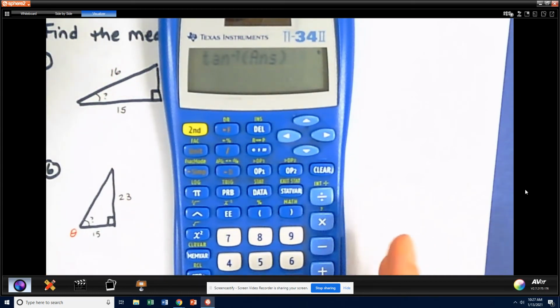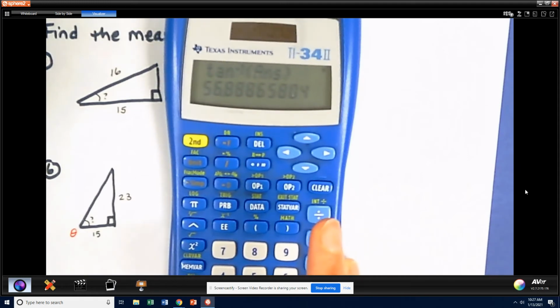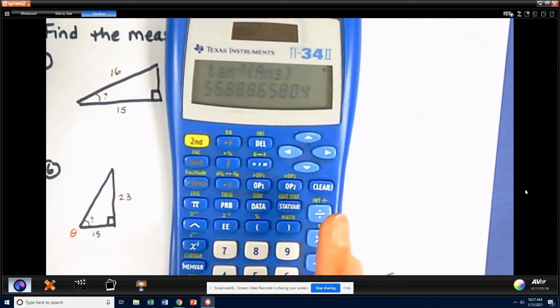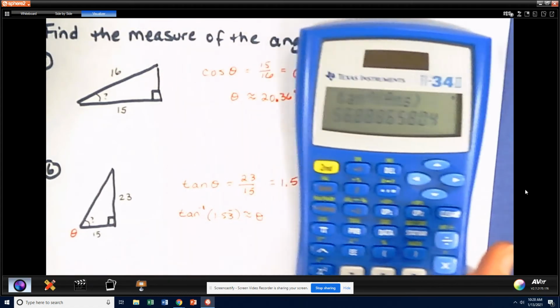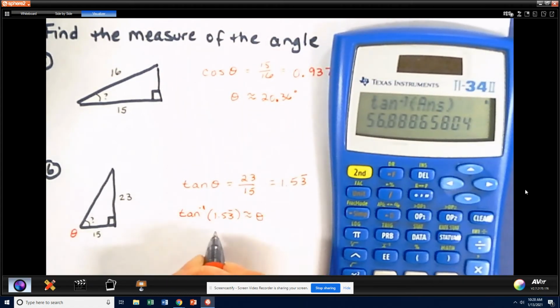And then I hit enter, and I get that my angle is about 56.88 degrees. I'm just going to round that off to about 57 degrees. We'll round up. So that is about 57 degrees is about what that angle would be.